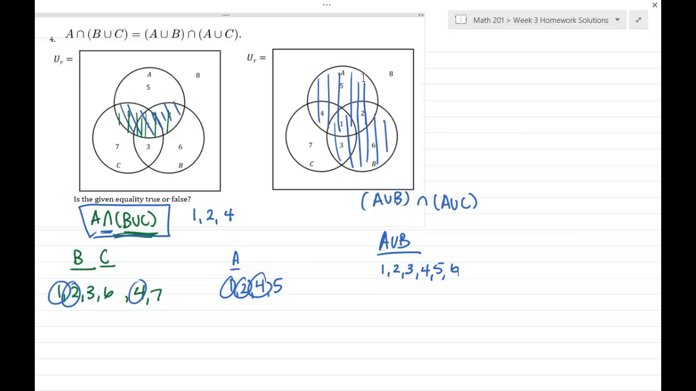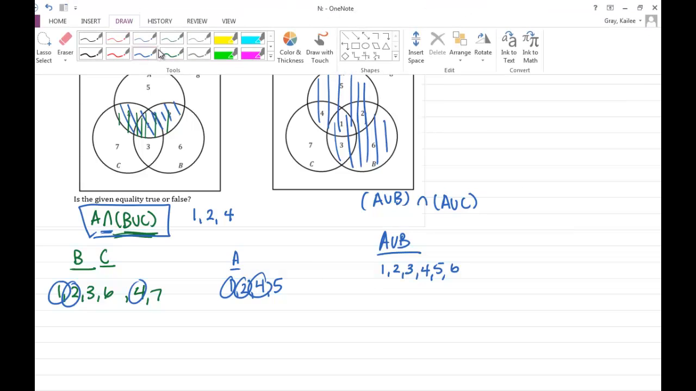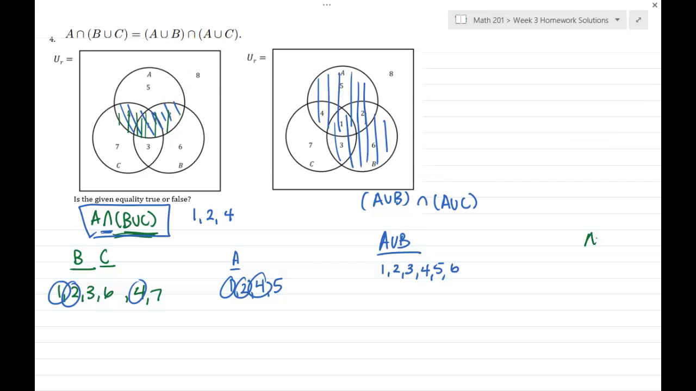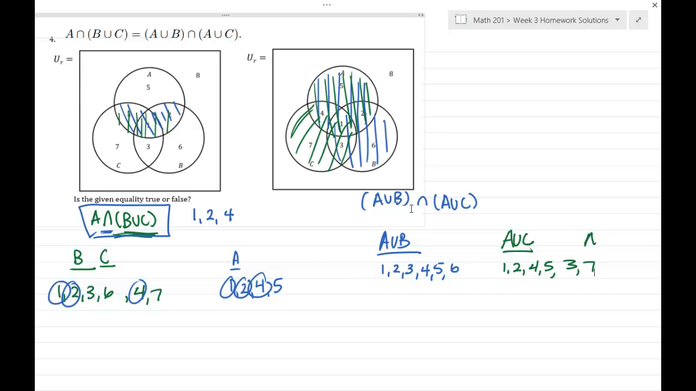Now for A union C, it's a similar story. Take everything in A, take everything in C. So in A union C, I would have everything in A, so I have 1, 2, 4, and 5. Everything in C, 4, 7, 1, 3. So everything in A, 1, 2, 4, 5, and everything in C, I'll also get 3 and 7. Now, if I'm intersecting these two sets, I only want to take what's in common. If I was taking the union, then I'd get everything in green and everything in blue. But now, since I'm taking the intersection, I only want to see where there is overlap.